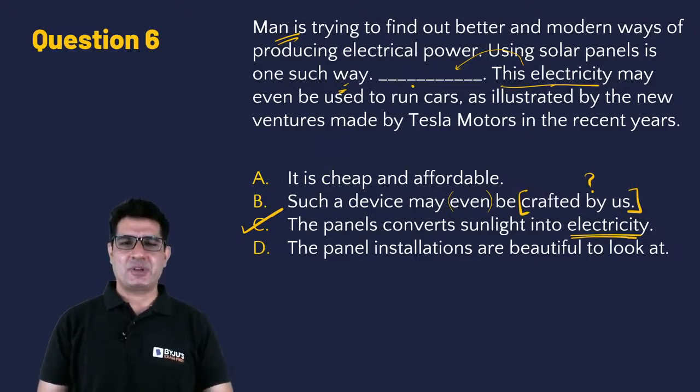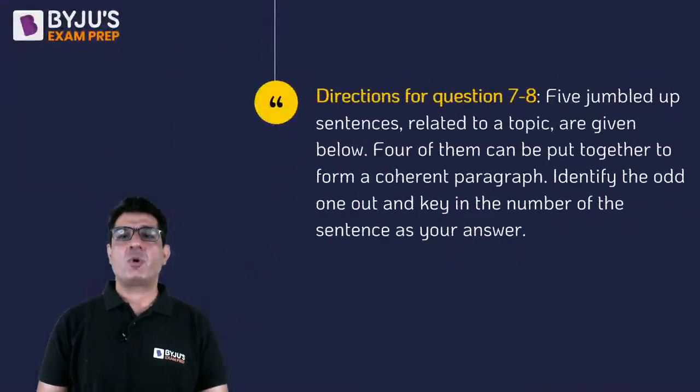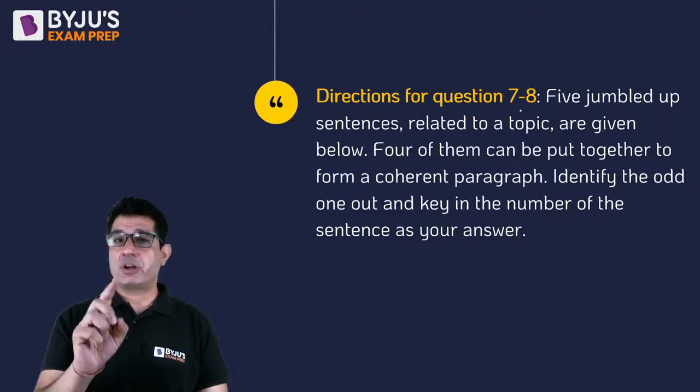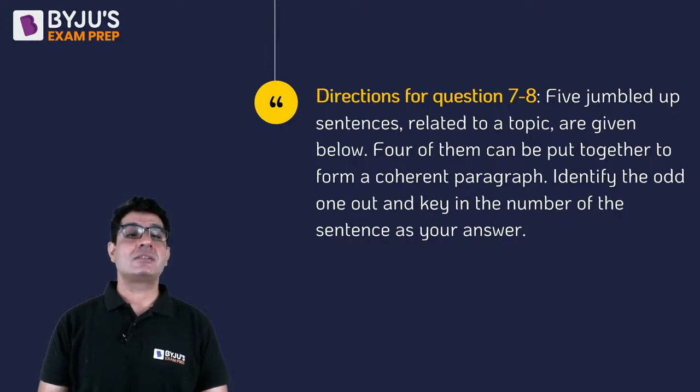We'd of course in future work more on this. Here are a couple of odd one out questions. So 5 jumbled up sentences, 4 belong to the same paragraph, 1 does not. Your job is to figure out the one that does not. So here is your question number 7.